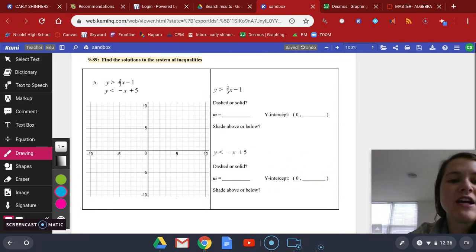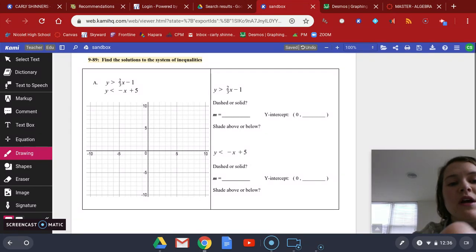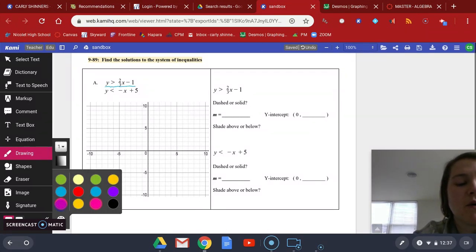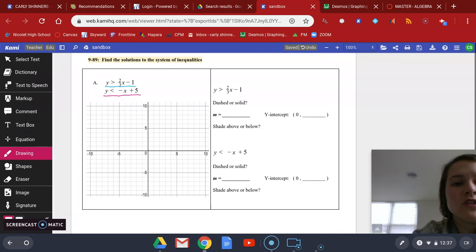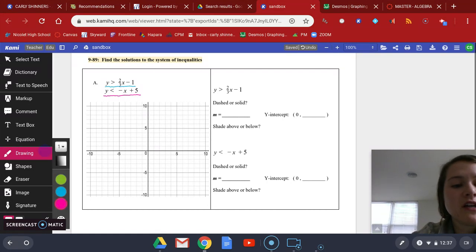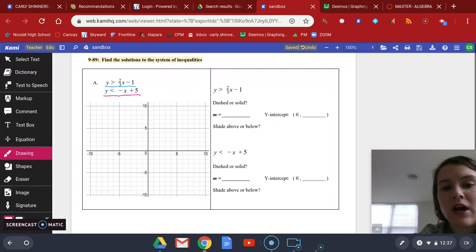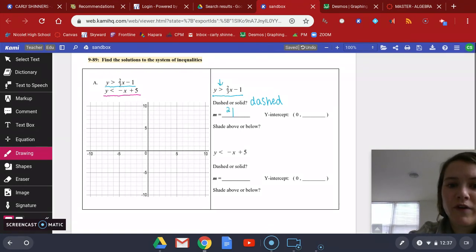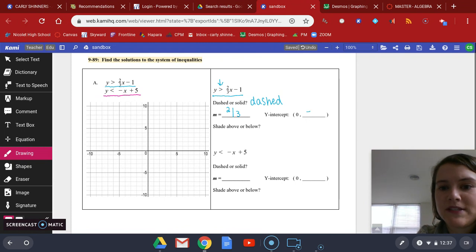So you can see here, I have two inequalities. So here's my first one, and then here's my second one. And I'm looking for solutions that work for both of these, okay? So my first inequality in blue here, would this be dashed or solid? This would be dashed because it's a greater than sign, right? My slope is 2 over 3. My y-intercept is -1, and I would shade above.